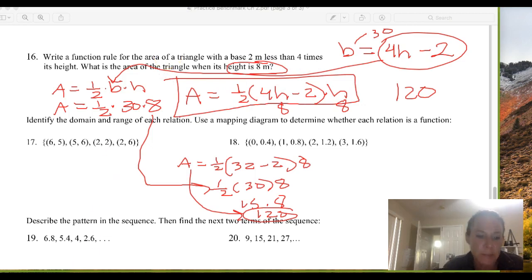That's your function. I'm just going to add on one more thing. I left off the meters. It is meters squared because if this is in meters and 8 is also in meters, meters times meters gives you meters squared. Remember, area is always in square units.